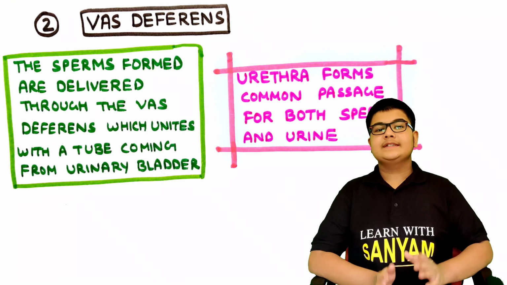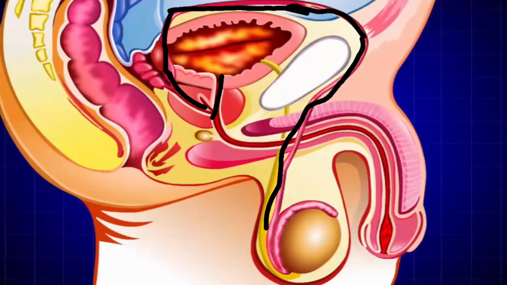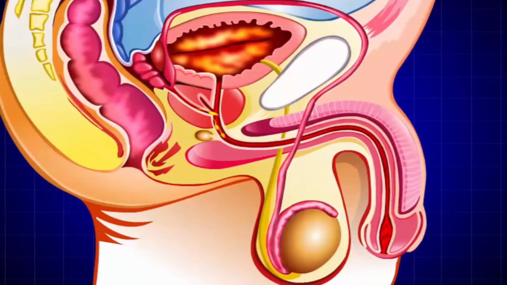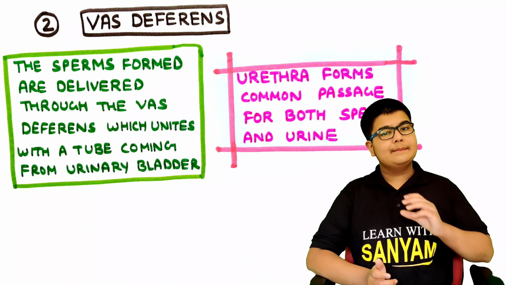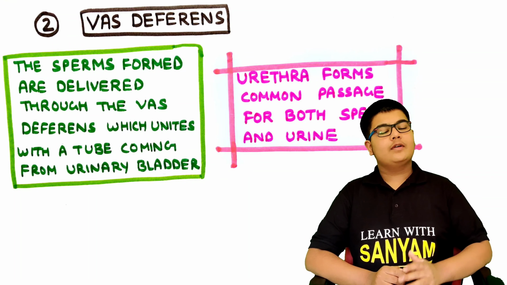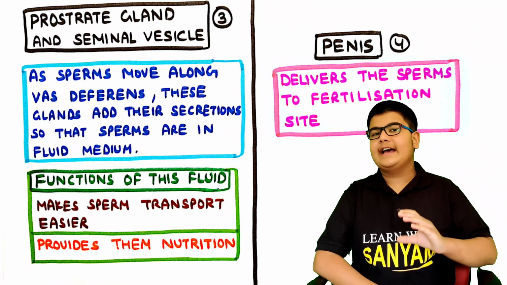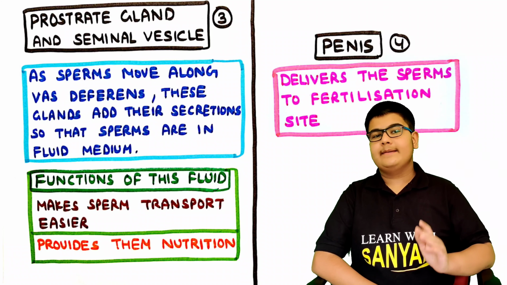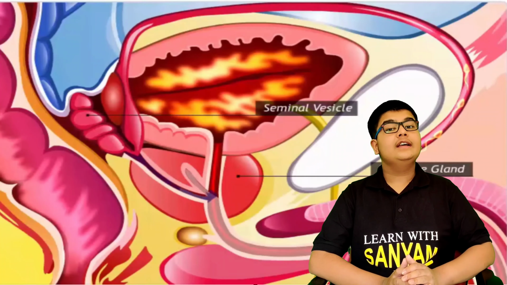Now, after these sperms are formed in the testes, they are delivered to the vas deferens, which unites with a tube coming from the urinary bladder. So basically, the vas deferens is a tube which delivers the sperms from the testes to the urethra, and in this process it unites with a tube coming from the urinary bladder. Thus we can say that the urethra forms a common passage for both sperms and urine. Now, as these sperms move along the vas deferens, the prostate gland and seminal vesicle add their secretions so that the sperms are in a fluid medium called semen.